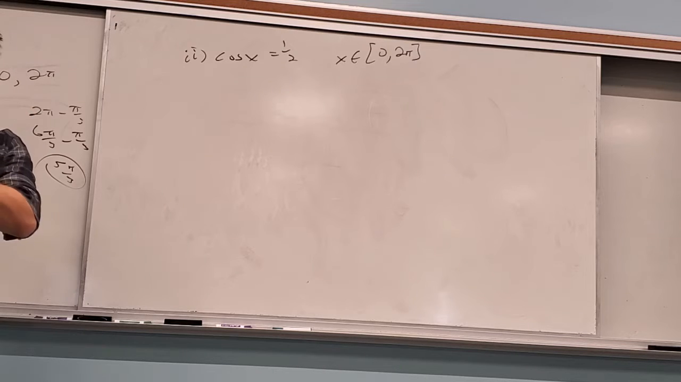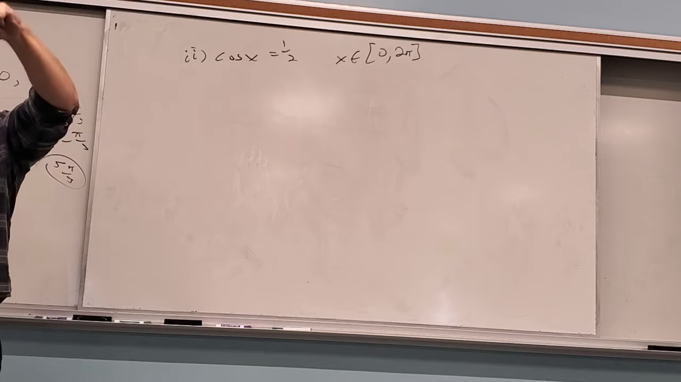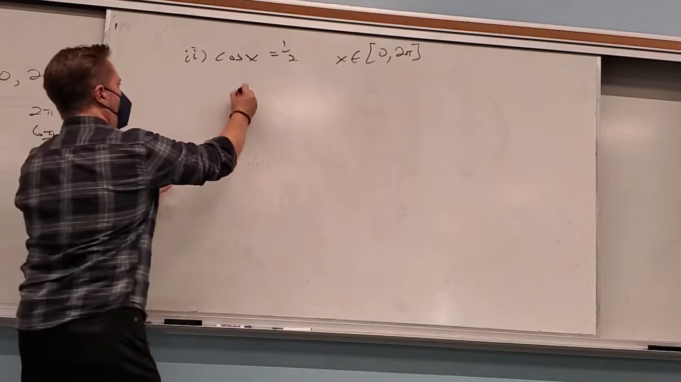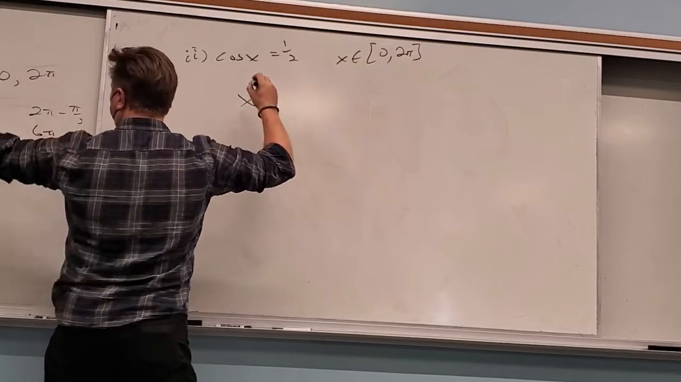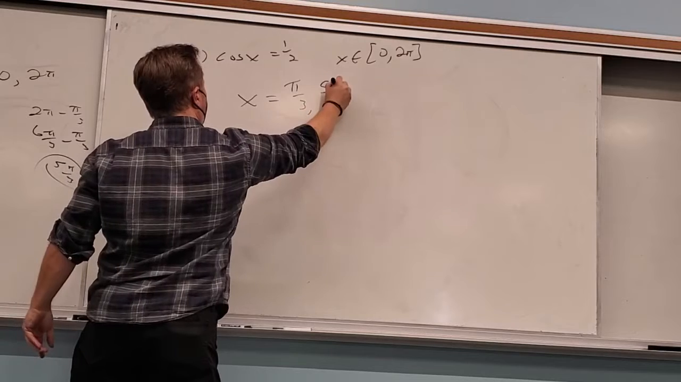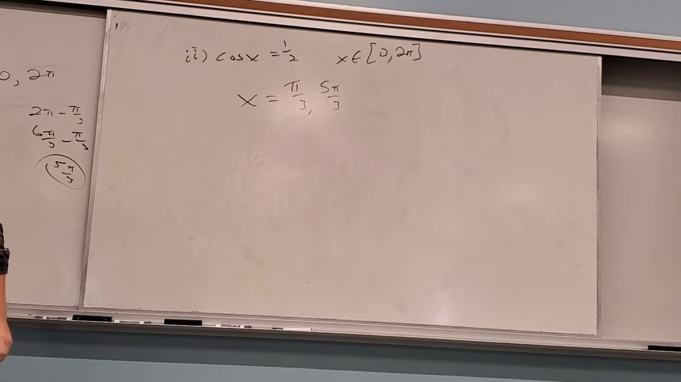Am I going to have an infinite number of answers now? No, I'm only allowed to go through one rotation. I can't do multiple rotations. So now I'm only going to have 2 answers. The basic 2 answers we got. Pi over 3, 5 pi over 3. Done. You are going to see both of these types of questions in this section.